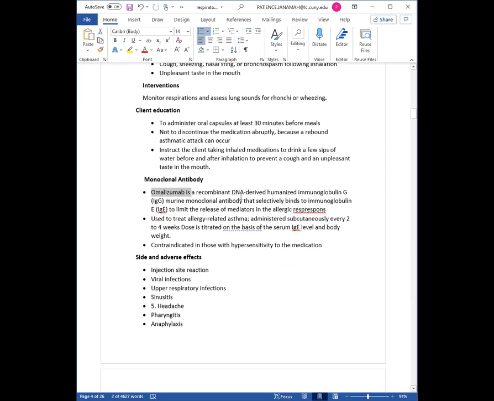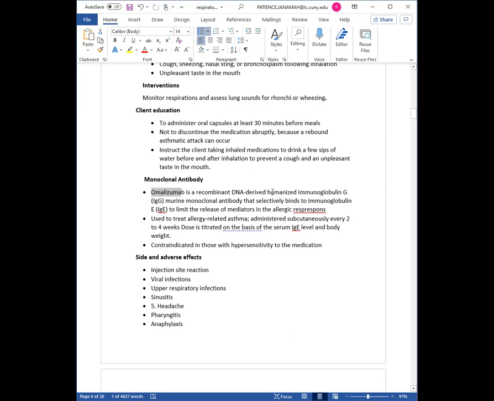It's a recombinant DNA-derived humanized immunoglobulin G, that they call monoclonal antibody, that selectively binds to immunoglobulin E to limit the release of mediators in the allergic response. The use is to treat allergic-related asthma, administered subcutaneously every 2 to 4 weeks. Dose is titrated on the basis of serum level and body weight. So you can see the same medication that they are using for COVID, but this one is in favor of asthmatic treatment. It's not in favor of COVID, but they have another form.